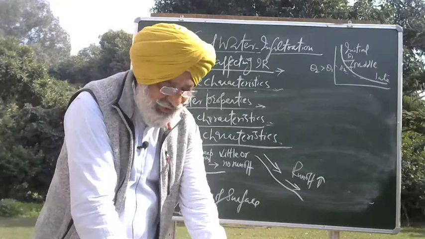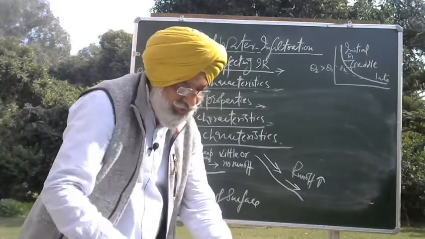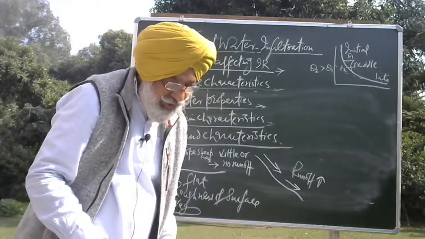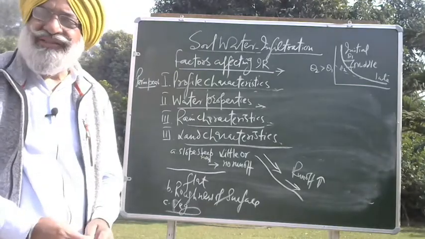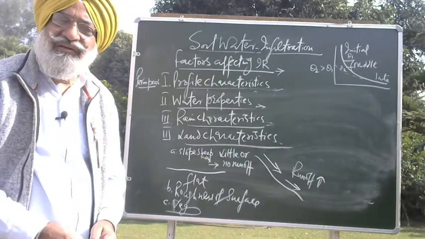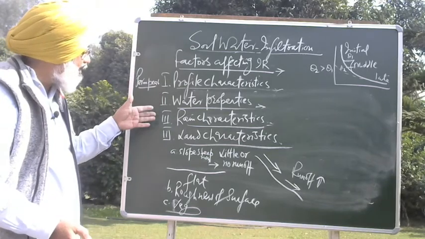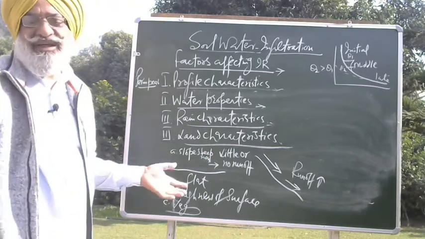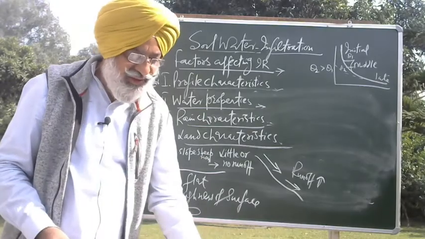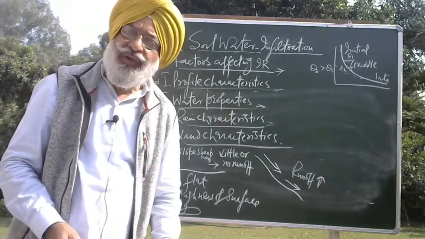So these are some of the characteristic factors which may affect infiltration. So four categories: profile characteristics, water characteristics, rain characteristics, and land characteristics. I hope the things are clear. Thank you very much.